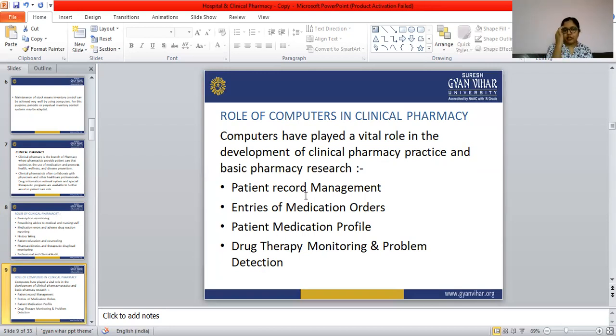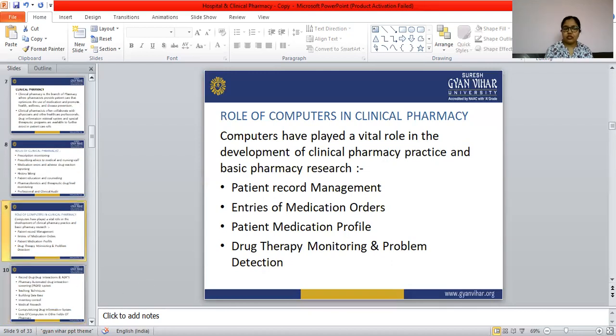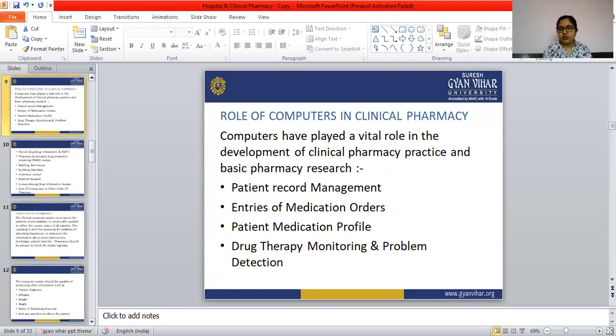To manage the patient record, we use the computer; with its help, this job is very easy. For entries of medication orders, we have to use the computer. To maintain the patient medication profile, we have to use the computer. For drug therapy monitoring and problem detection, we use the computer in clinical pharmacy. So the clinical pharmacist will use the computer to detect any problem and to monitor the drug therapy.